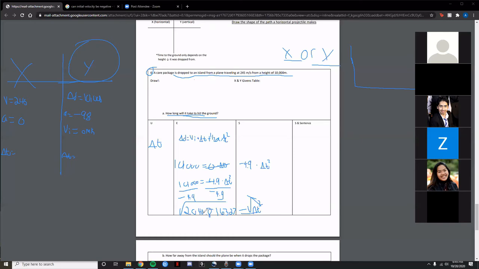45.18 seconds. If you do it my way, you get the exact answer. If you take the square root of that, you get 45.17539 and so on, and the way you write it is 45.18. If it asks for a sentence, the way you'd write it is it took the care package 45.18 seconds to hit the floor.